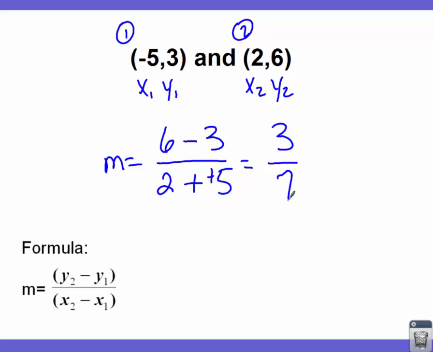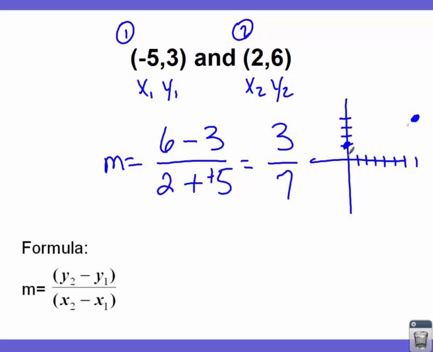So the slope of the line that goes through these 2 points is 3 over 7. What that basically means, if I were to have a graph, wherever that point happens to be, a slope of 3 over 7 means I'm going to go up 3. So 1, 2, 3, over 7: 1, 2, 3, 4, 5, 6, 7. So up 3 over 7, and I put a point. That's what that slope refers to.